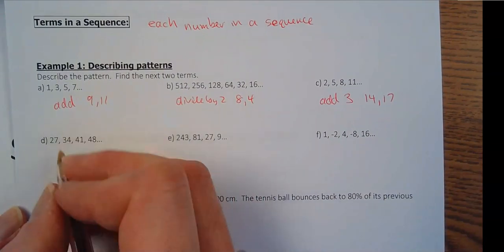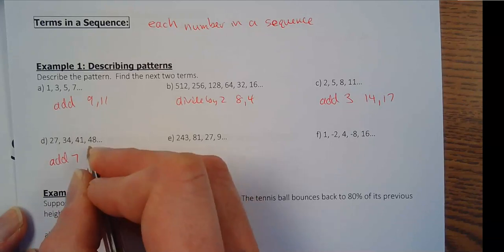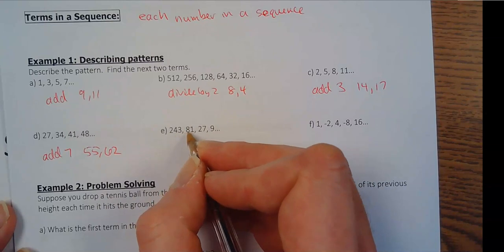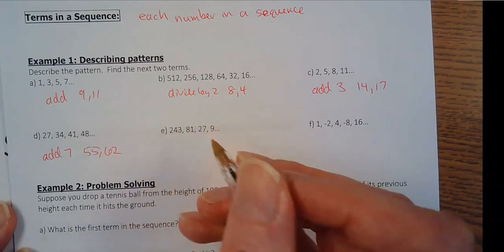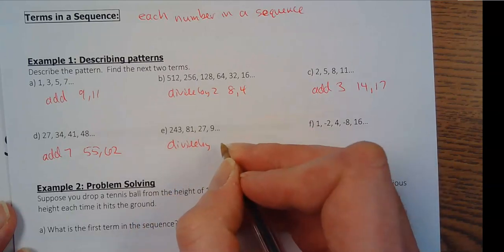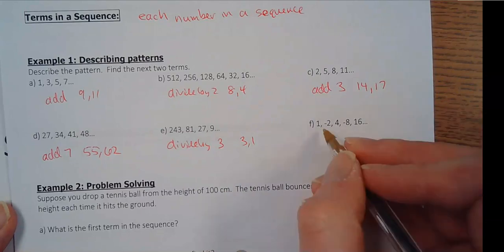This one here, you're adding 7. So add 7 every time. Next number would be 55. 55 plus 7 is 62. Here, they're getting smaller. They're dividing. So divide by 3. So the next would be 3 and 1.